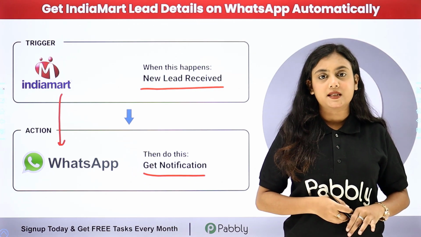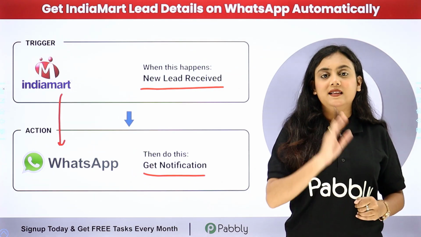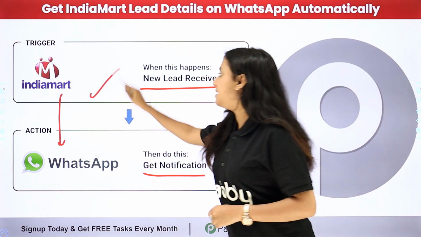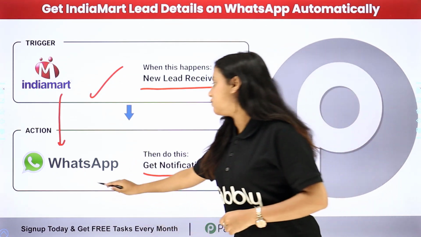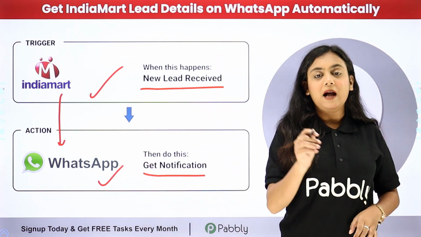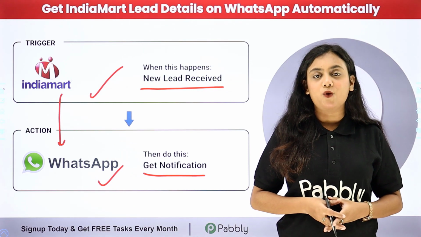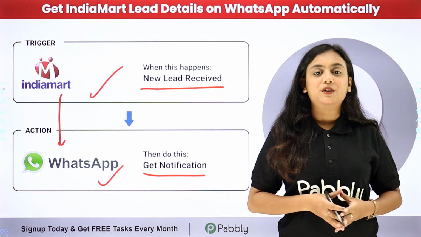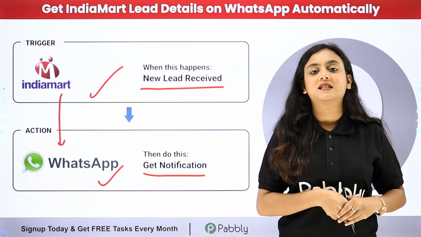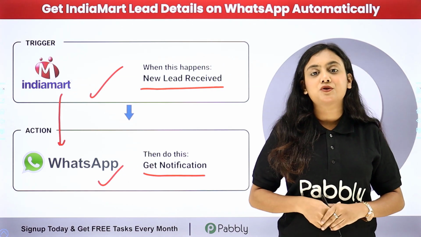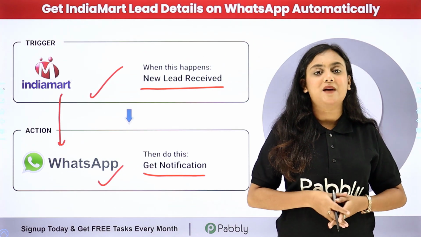Pabbly Connect runs on two concepts, that is trigger and action. In this process, my trigger application is going to be IndiaMART and my action application is going to be WhatsApp Cloud API. I am creating a message template with the help of WhatsApp Cloud API. If you want, you can use Vati or Interact to create your own message template. If you want to learn how to do this automation, then let me take you all to my screen.